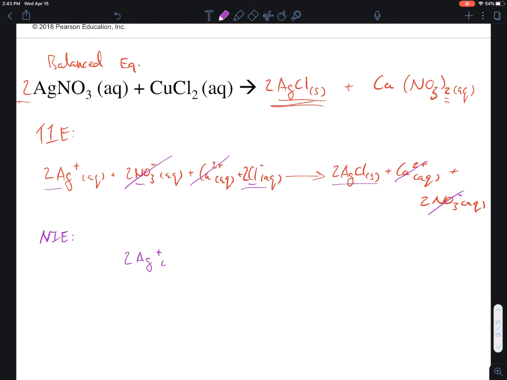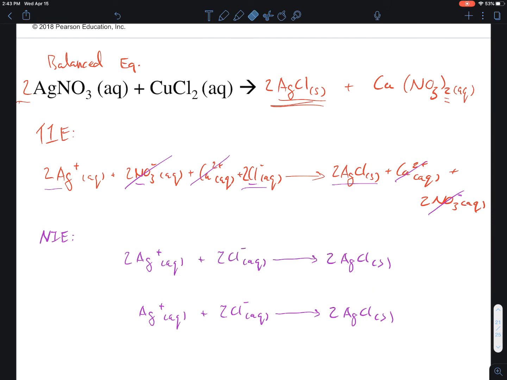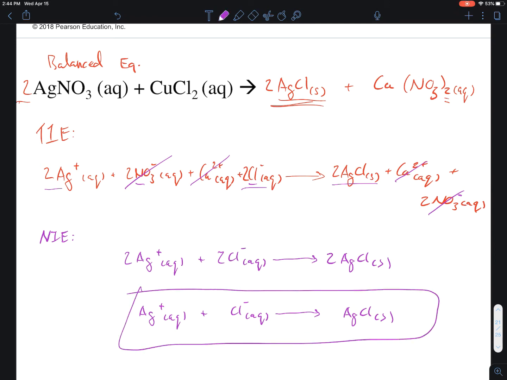So your net ionic is 2Ag plus aqueous plus 2Cl minus aqueous, giving you 2AgCl solid. We can do one further thing to this. Balanced chemical equations should reflect the smallest whole number coefficients. So you look at this net ionic equation and you see that silver, chloride, and silver chloride all have a 2 in front of them. You can reduce that 2 to a 1, so you could just get rid of the coefficients. And so your net ionic equation is just 1 silver ion plus 1 chloride going to 1 silver chloride. All right, so this is your net ionic equation simplified.